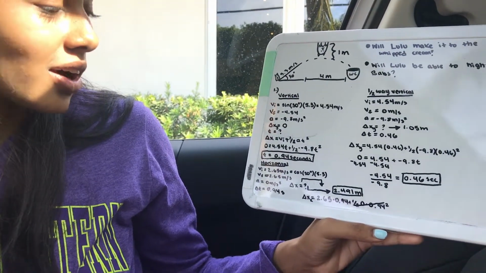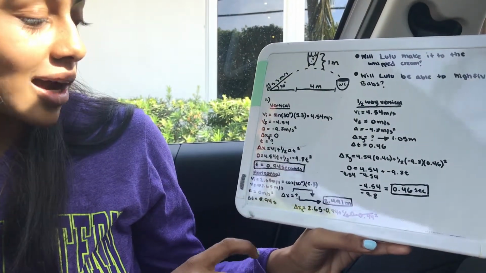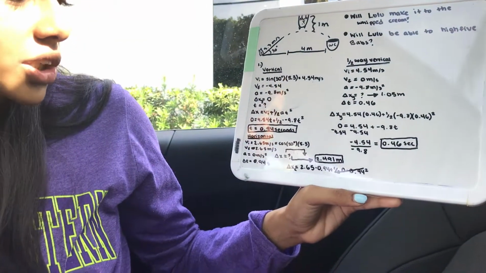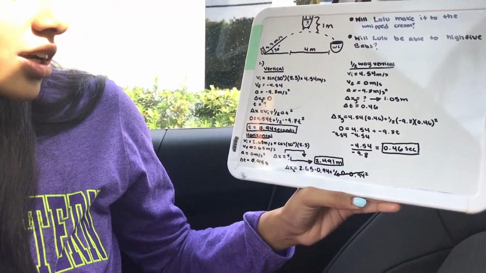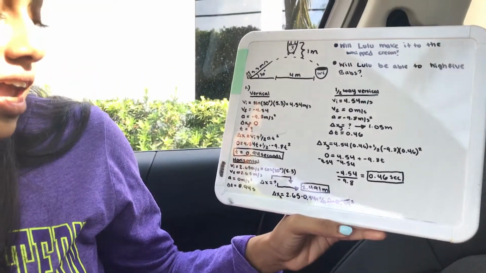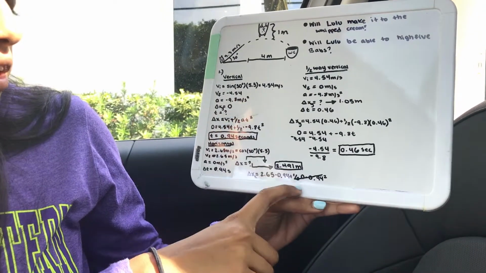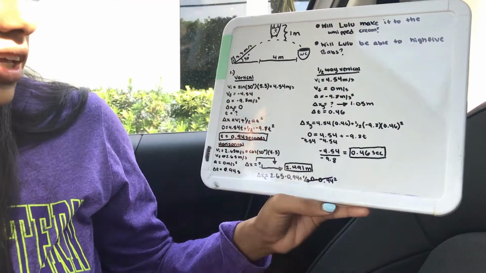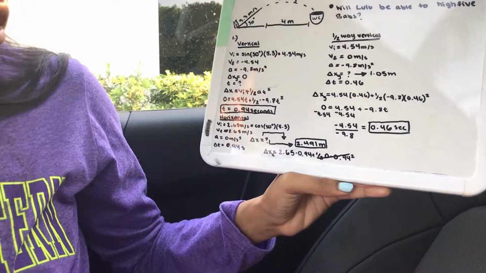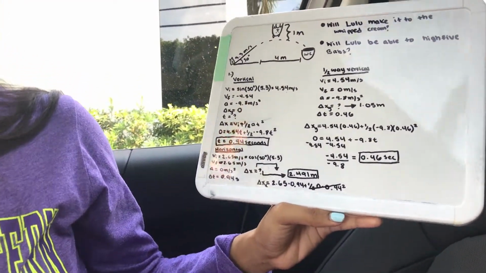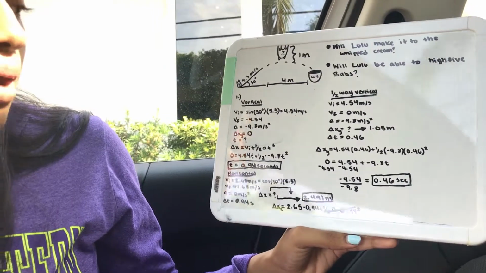So the time is going to be the same as the vertical direction, which we established, and so we can use the equation delta x in the x direction equals 2.65 meters per second times 0.94 seconds plus 1/2 times 0, the acceleration, times the time squared, but that whole term cancels out because of the 0. Then we can just solve for the horizontal distance, and we get 2.491 meters. So that means Lulu doesn't make it to the whipped cream.